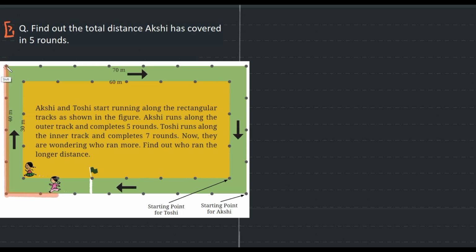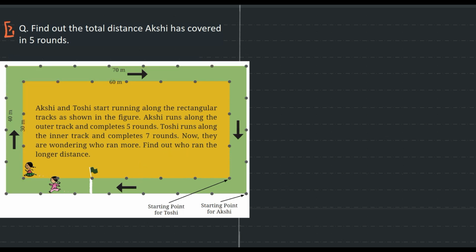So she's running along the outer track, while we have Toshi running along the inner track. So this is your inner track, and so on and so forth. Find out who ran the longest distance.